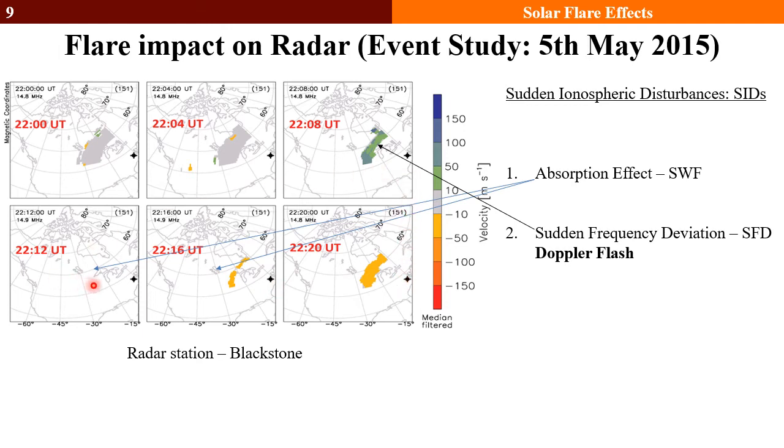This particular phase, when there is no data or fewer data than the background condition, is typically referred to as the absorption effect or shortwave fadeout, which I introduced a couple of slides back, or the radio blackout phase. And this part is a relatively newer achievement in our field: sudden frequency deviation, or Doppler flash. It's a huge velocity increase in the backscatter Doppler on the ground scatter, which reaches around 100 meters per second. That is the signature of sudden frequency deviation.